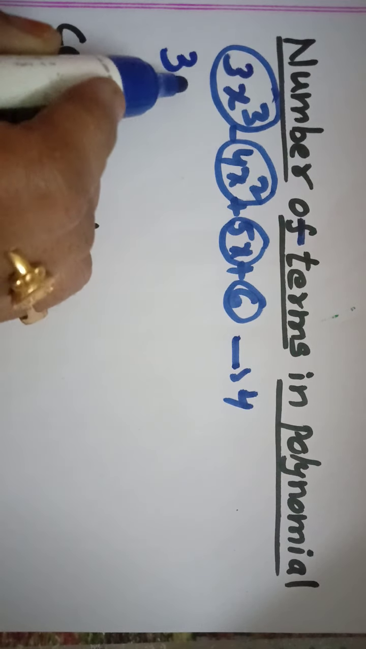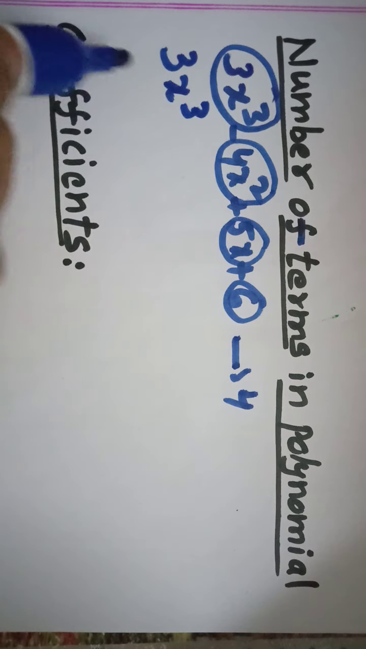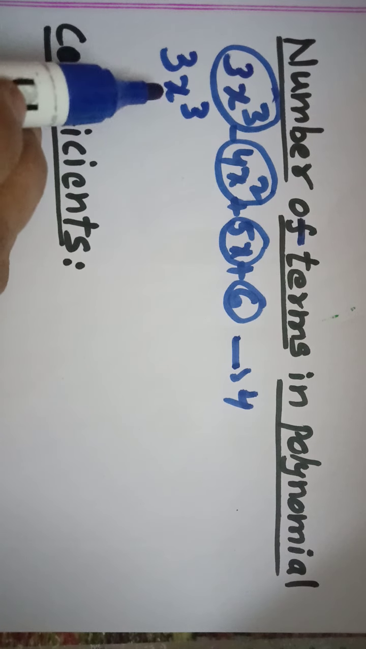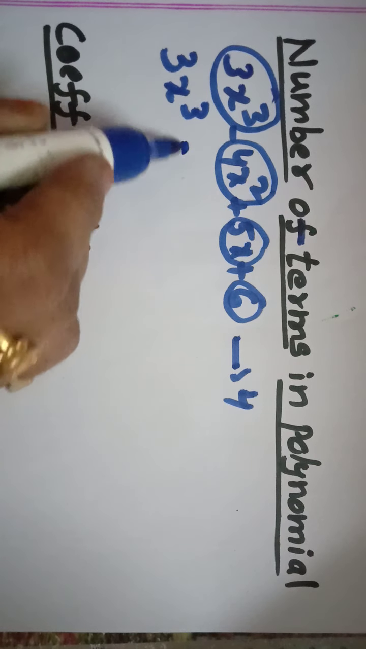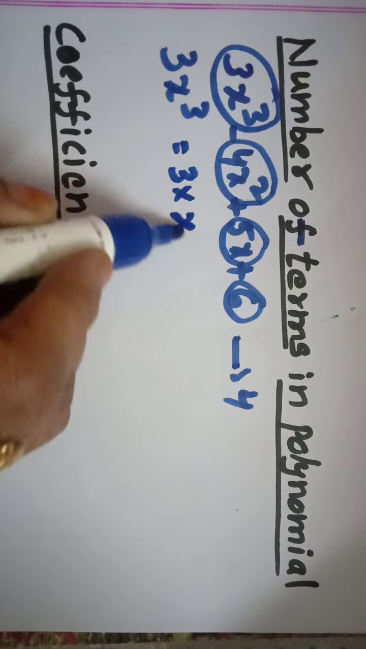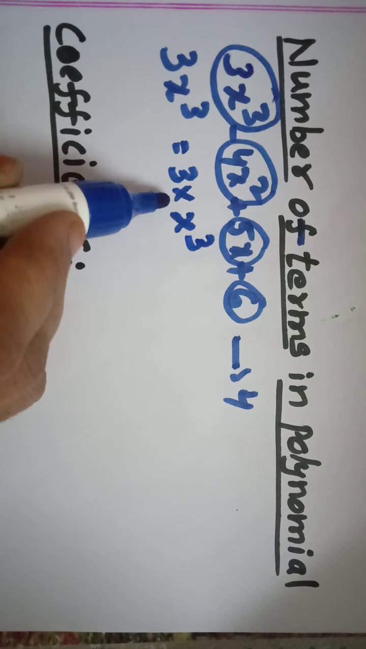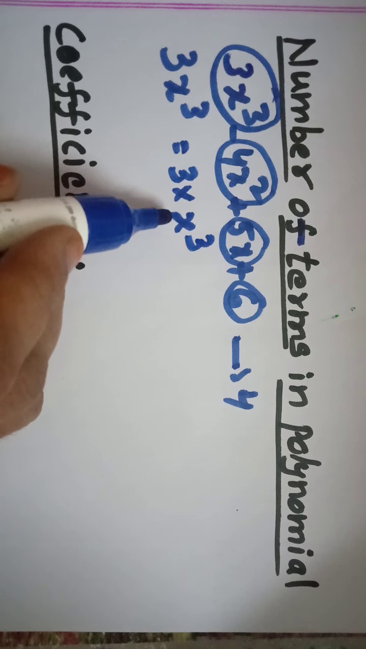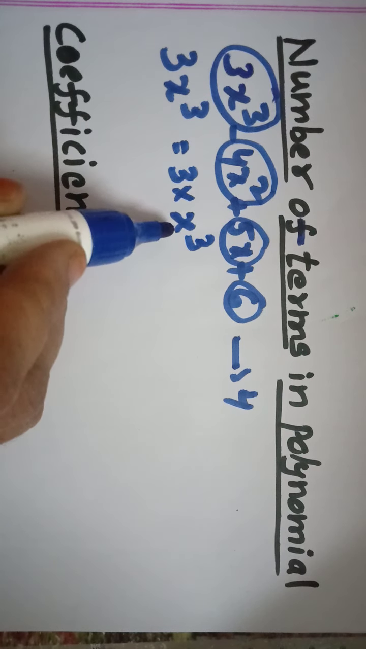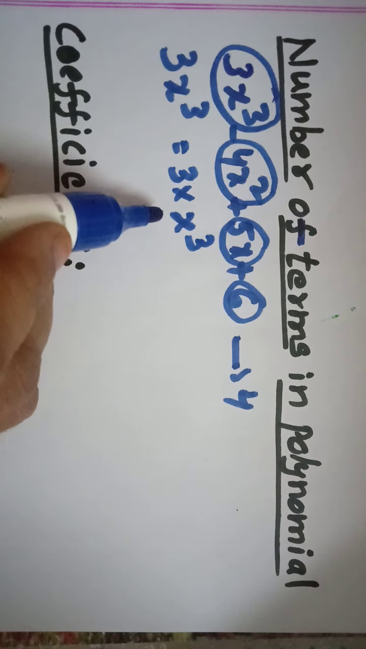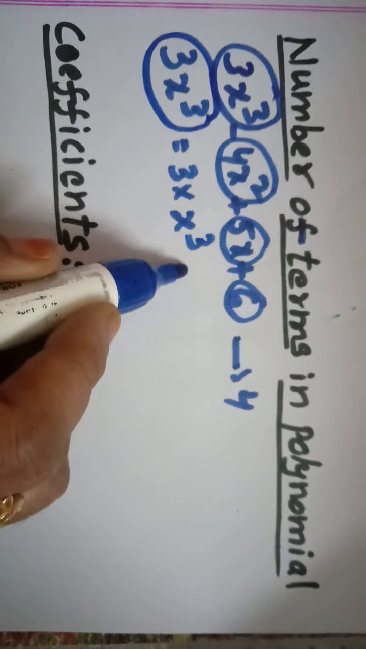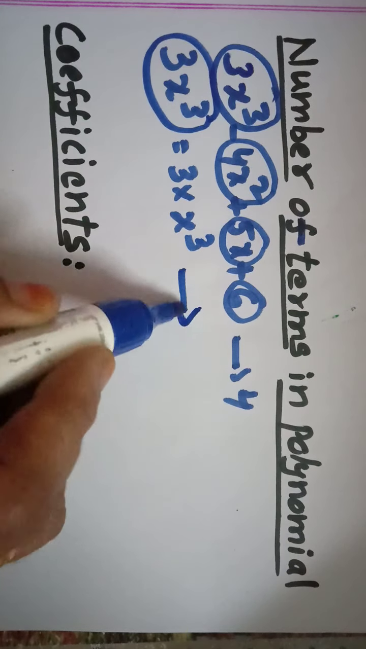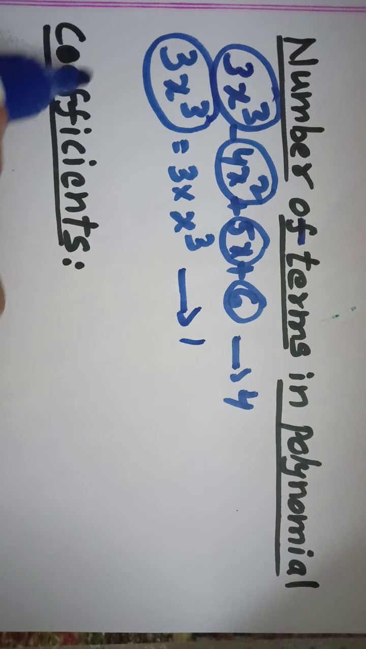Suppose the polynomial is like this, 3x cube. So how many terms are there in this polynomial? Here 3x cube means 3 into x cube. So here into symbol is there. So into and divided by symbols cannot separate the terms. So this is only a single term. So this polynomial contains only one term.